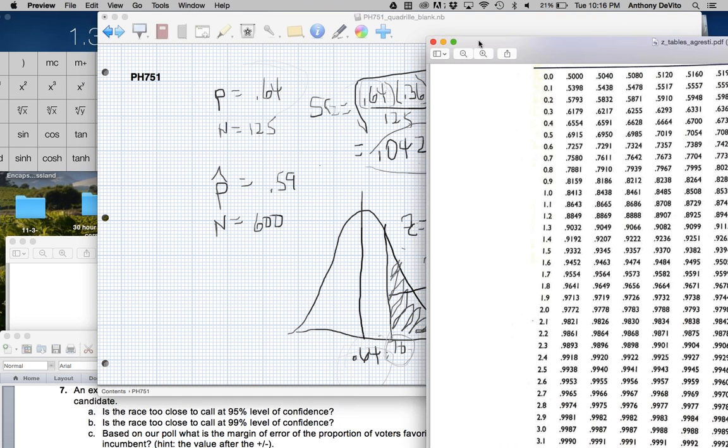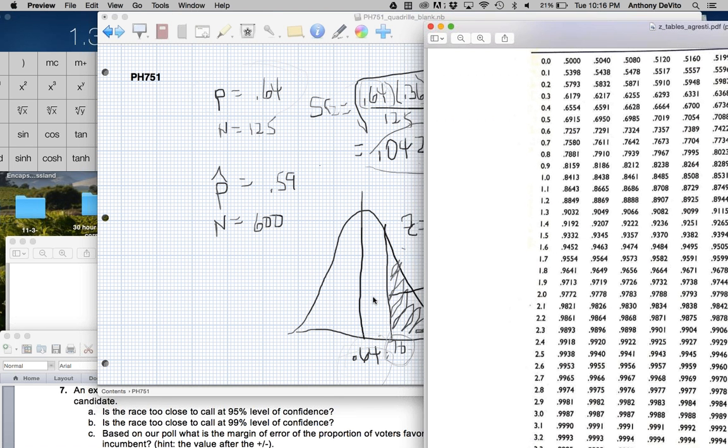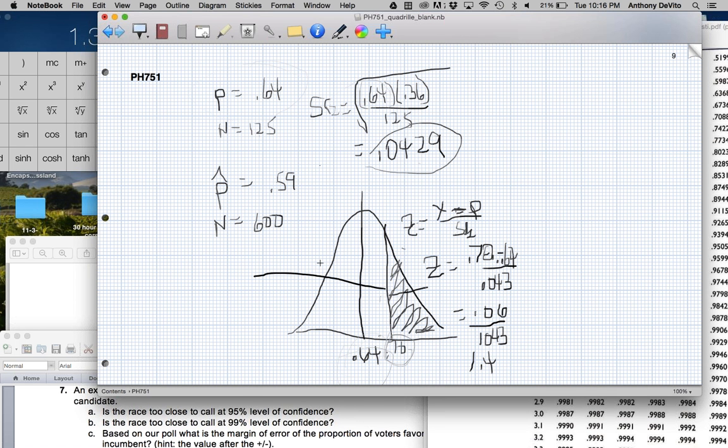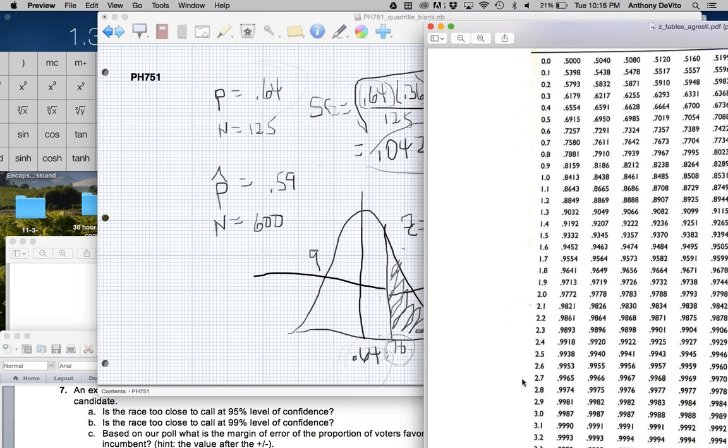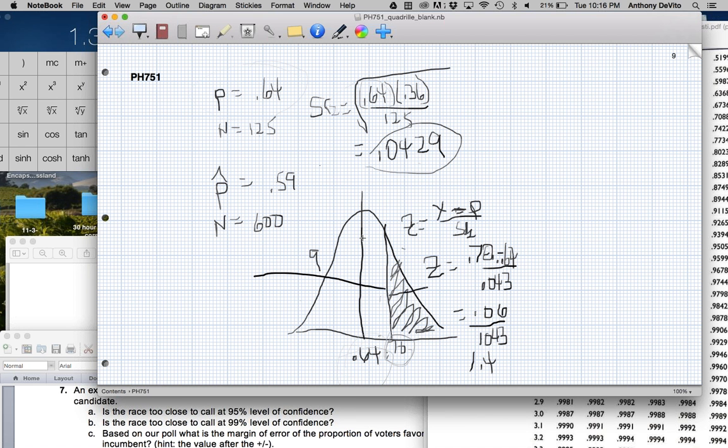So if I go to my z-table, 1.40 is going to represent 91.9% of the possible outcomes. So the area to the left of that is, what was it again? 91? Let me go back here. 91 point, where was I? 91.92, 91.919, I'll call it 91.9.